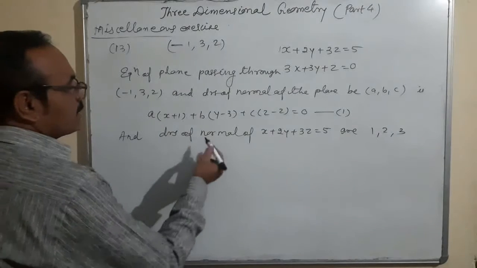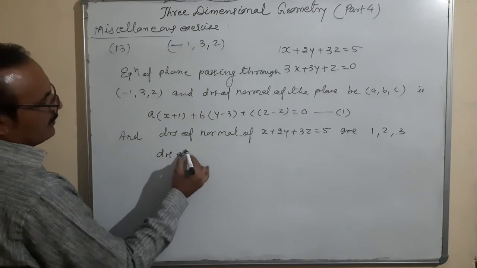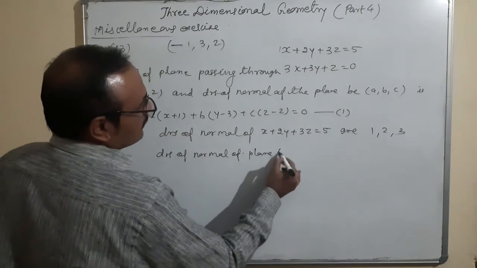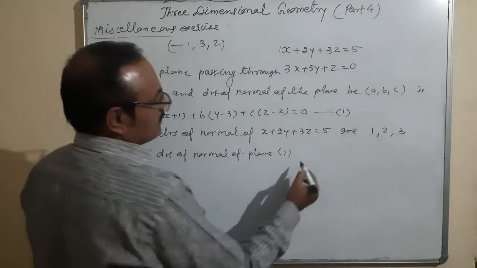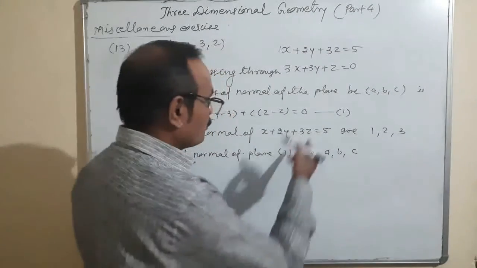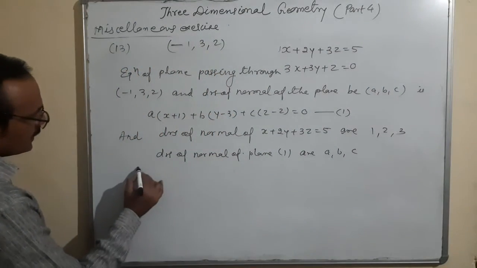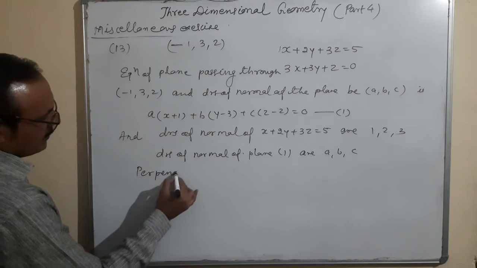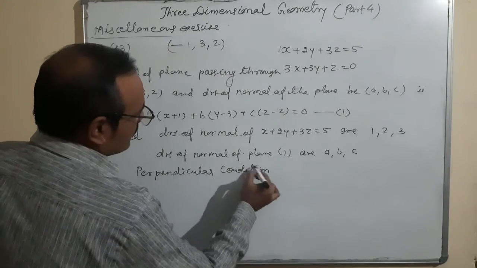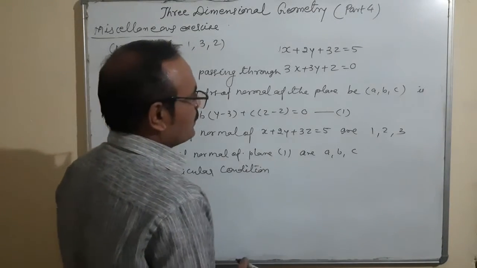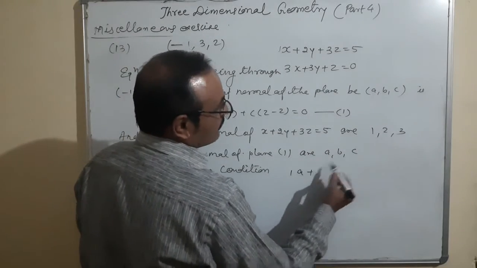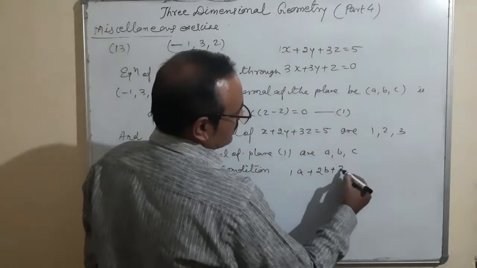Okay, and the direction ratio of the normal of plane 1 means this, are A, B and C. Okay, and both are perpendicular. Perpendicular condition. What is the perpendicular condition? a1a2 plus b1b2 plus c1c2 is 0. That means it is A multiplied by 1. So 1A plus 2B plus 3C is equal to 0.